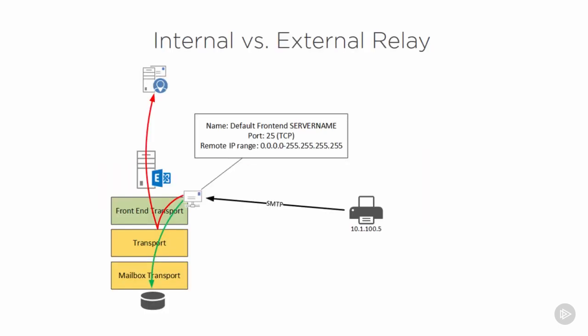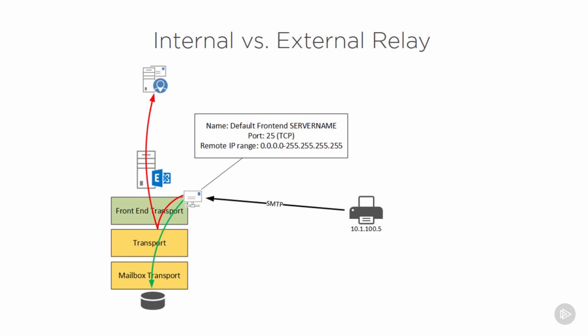Now let's look at a particular type of receive connector, which is generally referred to as a relay connector. In most organizations, there are several devices or applications that need to use an SMTP service to send email messages such as notifications or alerts, or if you've got a scan to email device. An Exchange 2016 server can provide that service for you.